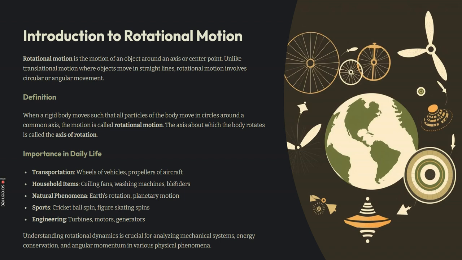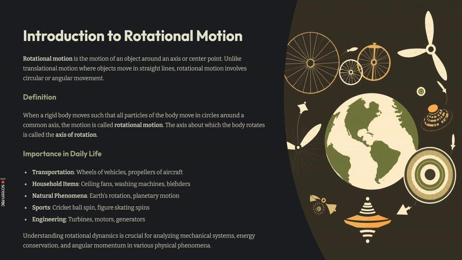It is the rotation of an object around an axis, unlike translational motion in a straight line. Rotational motion involves circular or angular movement rather than linear movement.